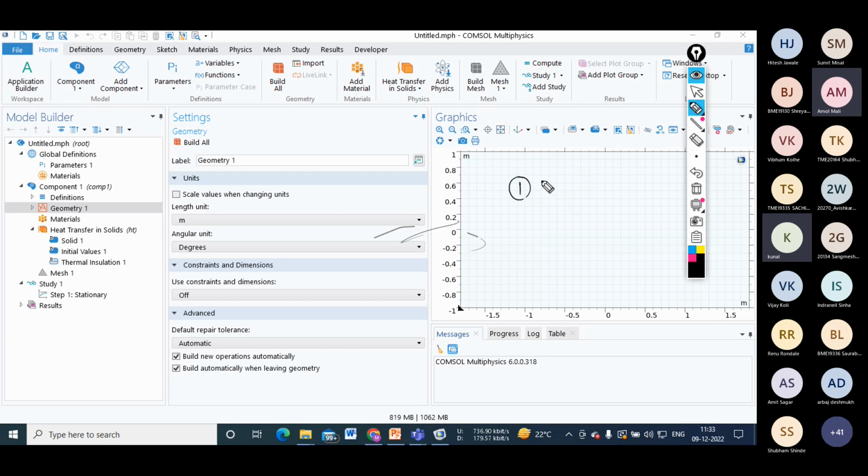So first is what? Preprocessor step. This is the steps. Then next is what? Post processor. And third one is what? Solver step. So that 3 steps are covered in finite element analysis.